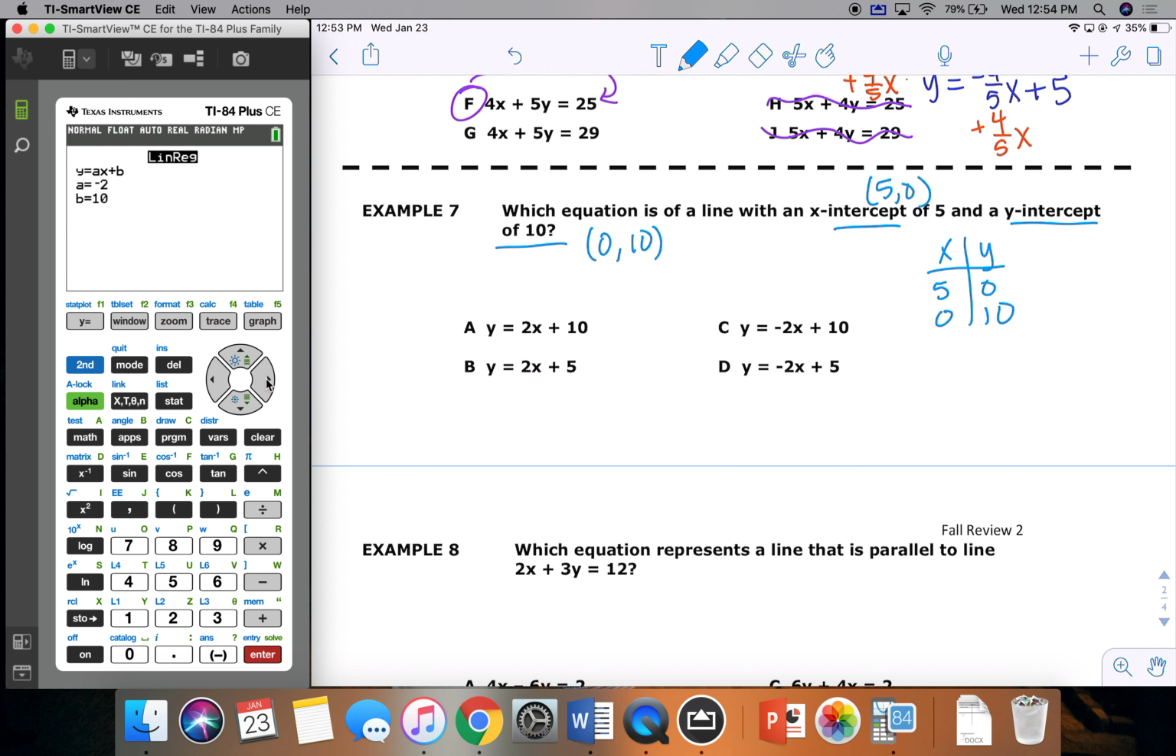Calc 4. And C is my answer choice. Notice neither of these have -2's, and this does not have a 10.